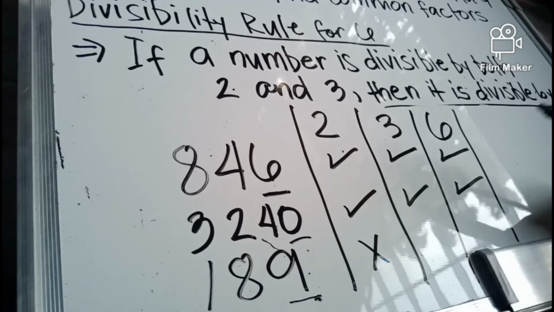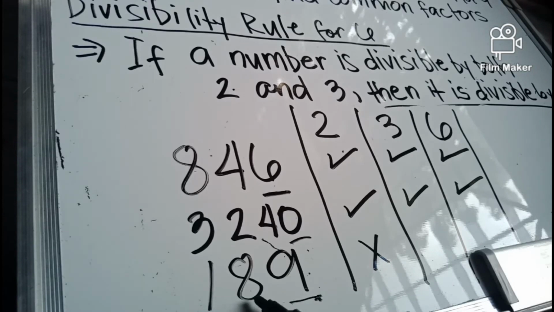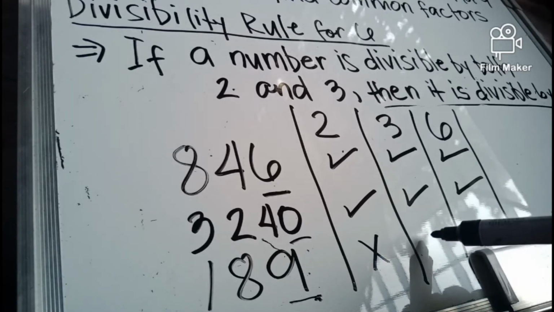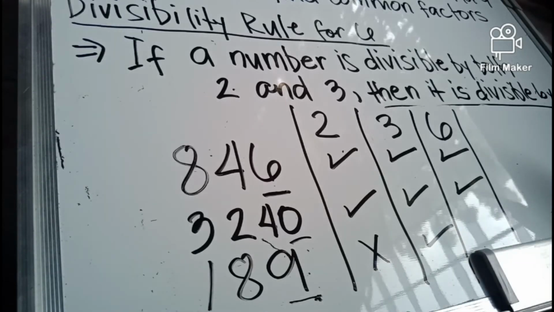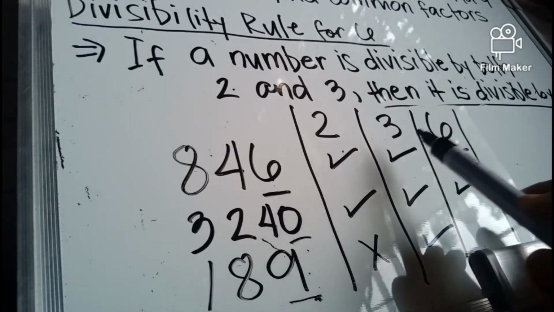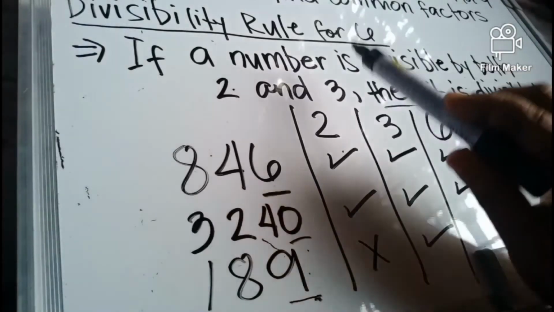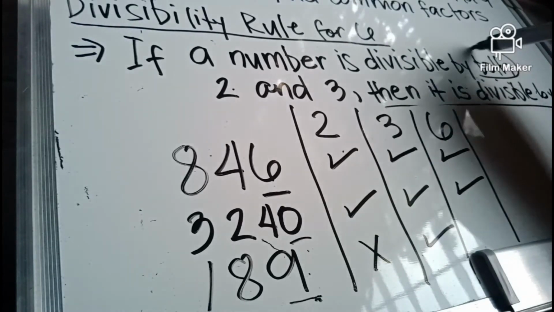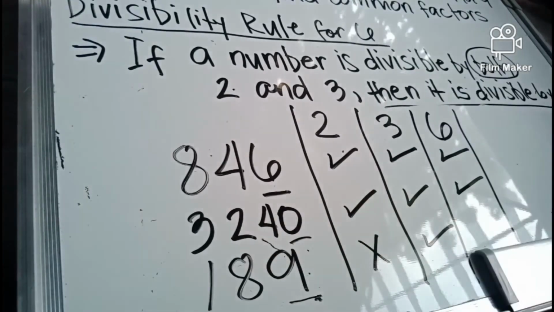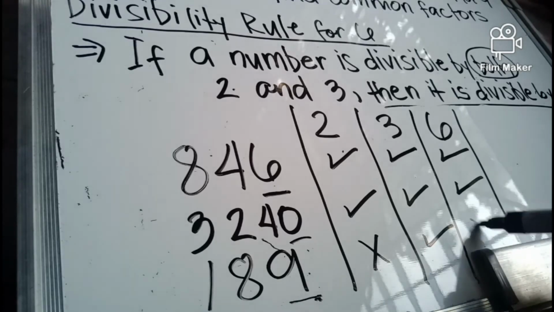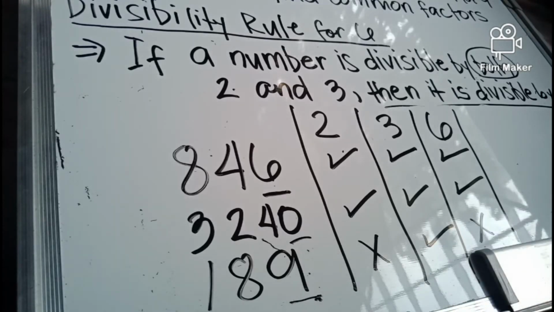Then, titingnan naman natin kung ito ba ay divisible by 3 by adding the digits. 1 plus 8 is 9. 9 plus 9 is 18. 18 is divisible by 3. Therefore, 189 is divisible by 3. Pero paano ito? 189 not divisible by 2 but divisible by 3. Therefore, as the rule is, a number is divisible by 6 if it is divisible by both 2 and 3. So therefore, 189 is not divisible by 6.